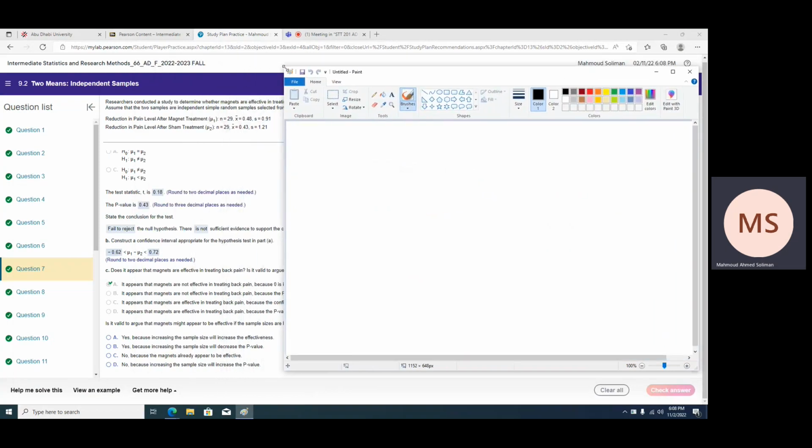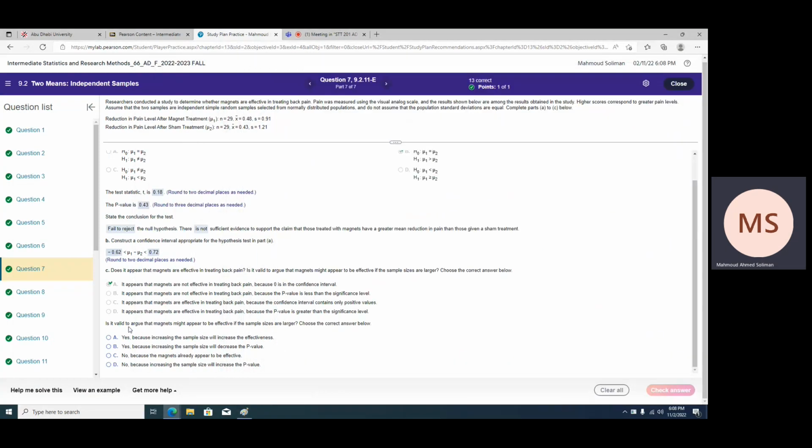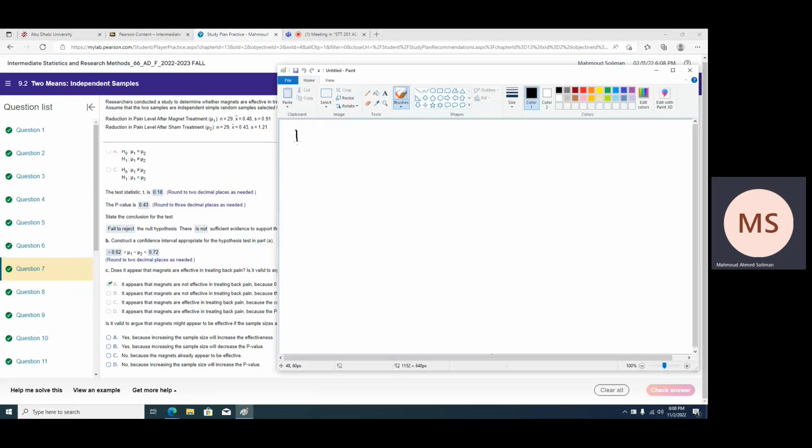Okay. So here it says, is it valid to argue that magnets might appear to be effective if sample size is large? If I remember the equation correctly, we have t stat equals mean minus standard deviation over, I think also standard deviation, and then n. I'm just proving a theory, just proving what's going to happen. So what happens if we increase n?